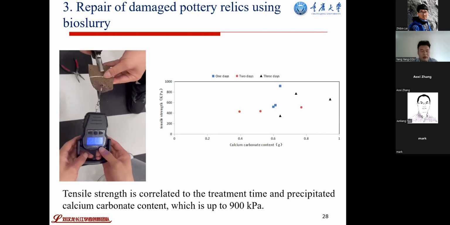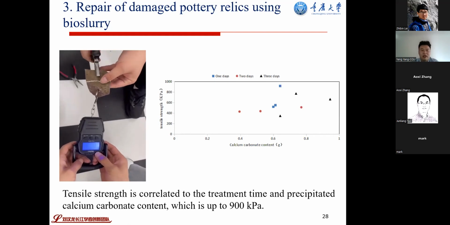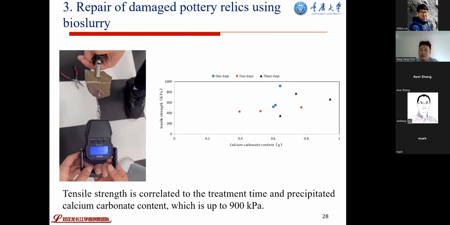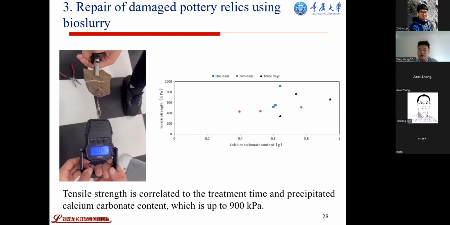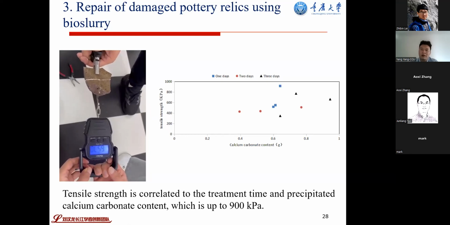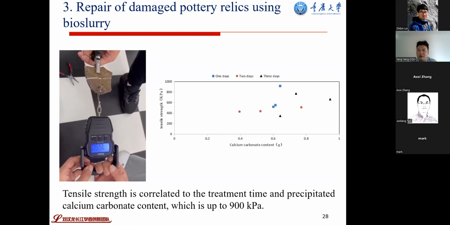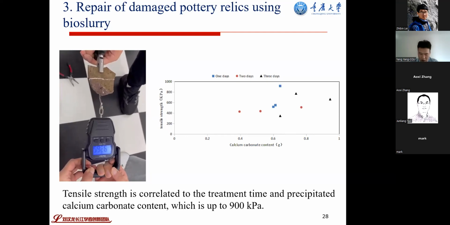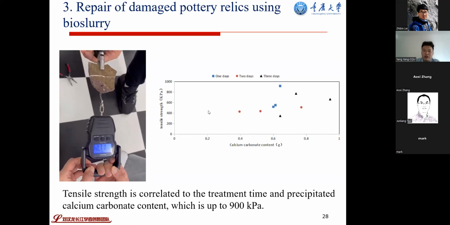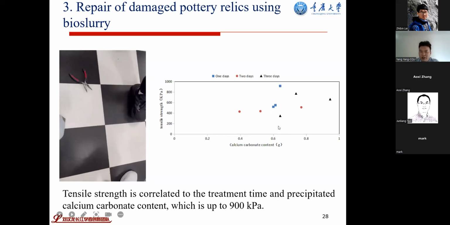After my test, I found out the tensile strength is correlated to the treatment time and precipitated calcium carbonate content, which means we treat 1 day, 2 days, 3 days, and as the time increases, more calcium carbonate can precipitate. Also, the calcium carbonate content is related to the strength. As we increase the calcium carbonate content, we get higher bonding strength by the precipitation, and the tensile strength is up to 900 kilopascal.